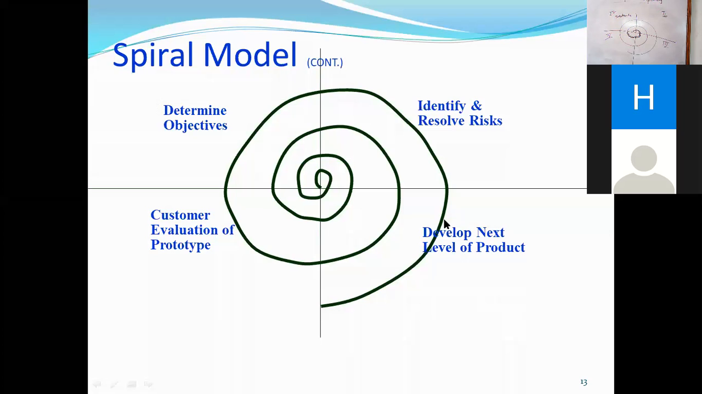And after requirement analysis and specification, the next phase, we can say, may be of the design category, and fourth will be called the coding phase. So in this way we have quadrants associated with every phase of software development, and the quadrants are according to the functionality: determining objectives, identifying and resolving risk, developing next level of product, and next customer evaluation of the prototype.